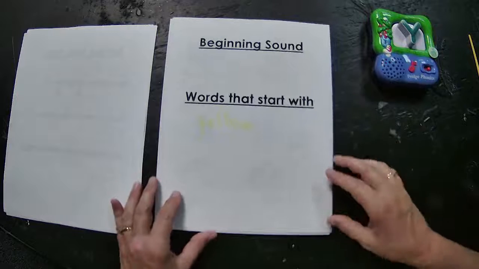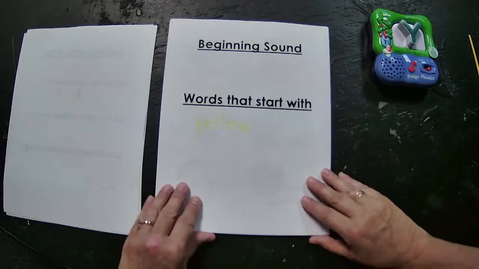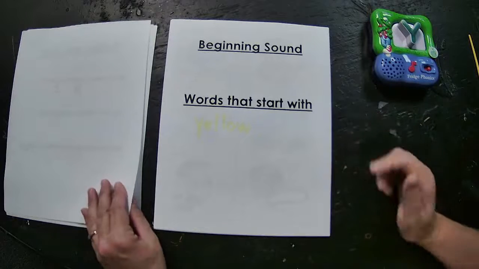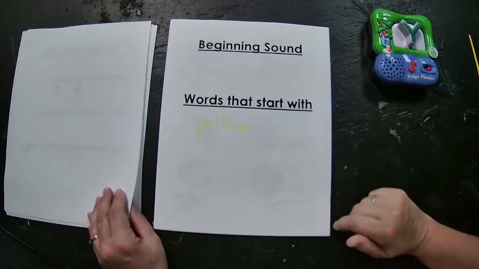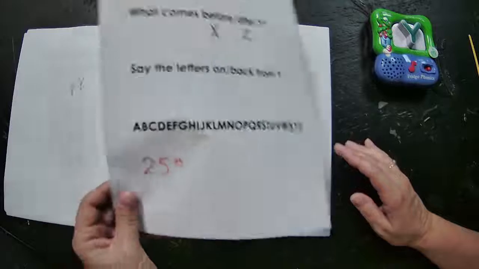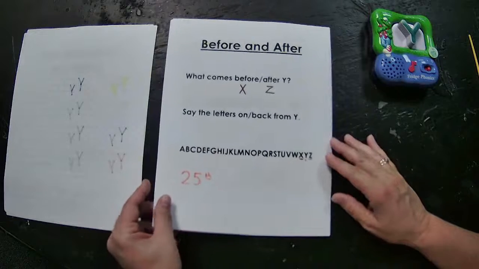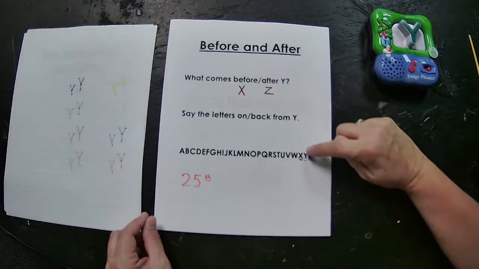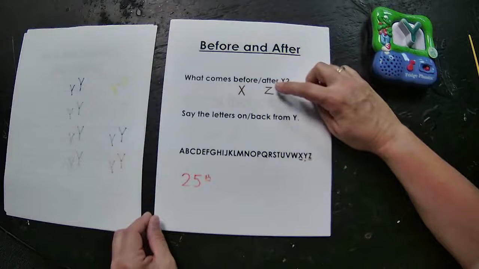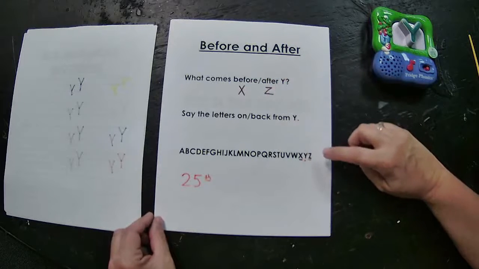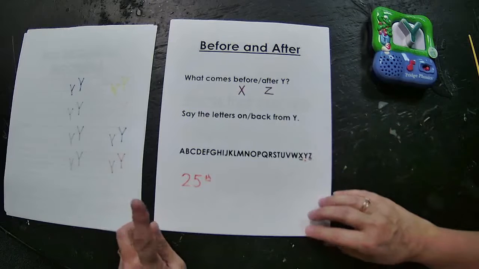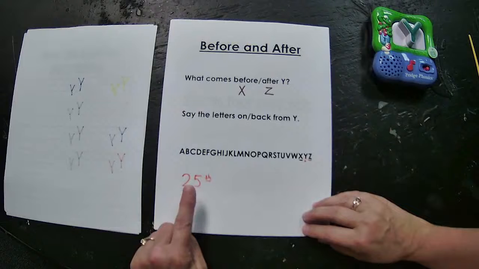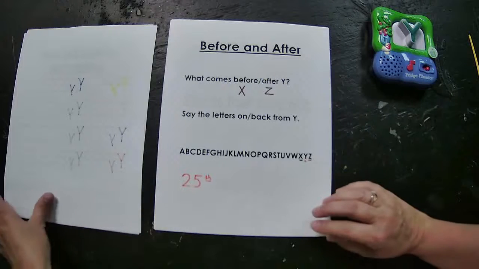So we know that the letter was Y. The letter Y is tricky. It's two different sounds, but he doesn't say his own name. He says Y and I, right? He's a tricky little letter. We now know that the letter X comes before the Y, and we know the letter Z comes after the Y. We know that the letter Y is the 25th letter of the alphabet.